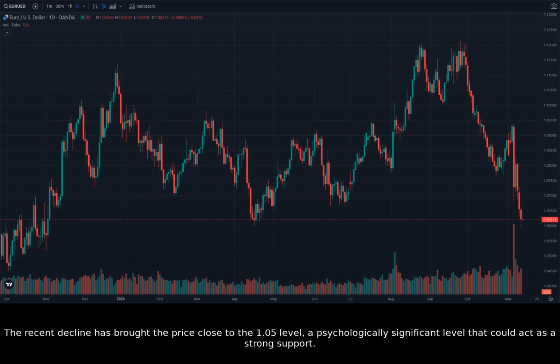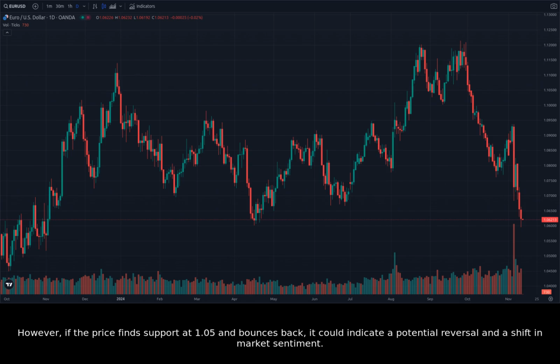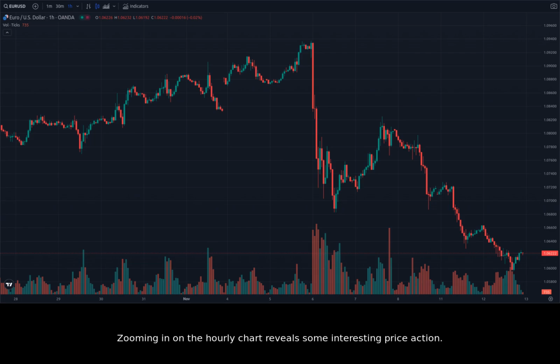The recent decline has brought the price close to the 1.05 level, a psychologically significant level that could act as a strong support. If the price breaks below 1.05, it would suggest a strong bearish sentiment and potentially further downside movement. However, if the price finds support at 1.05 and bounces back, it could indicate a potential reversal and a shift in market sentiment.